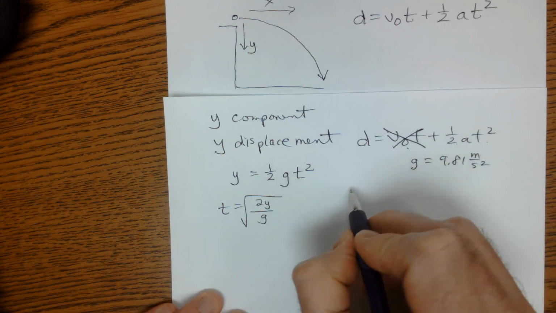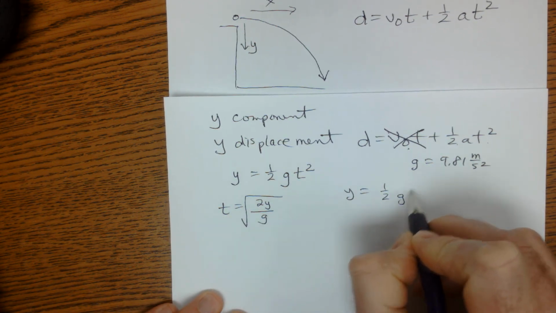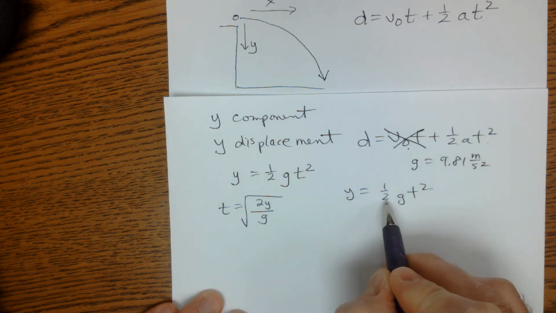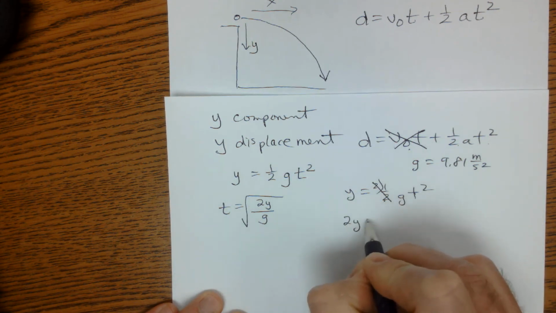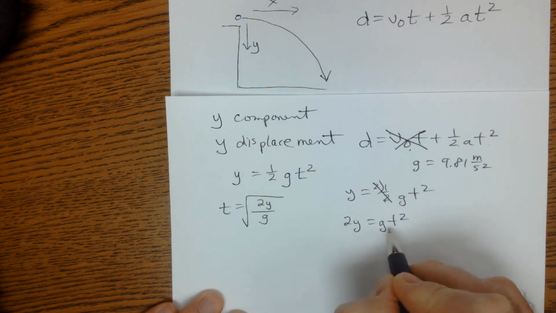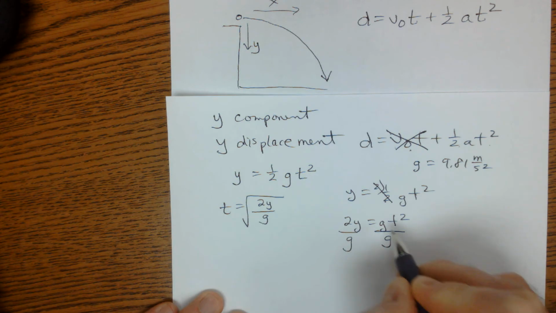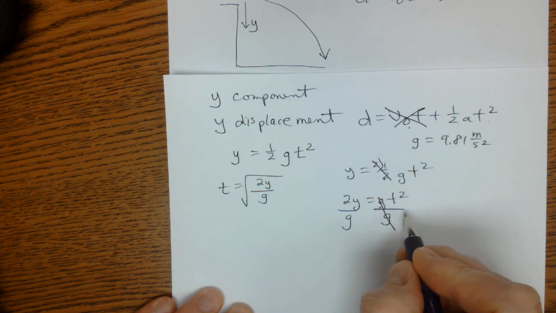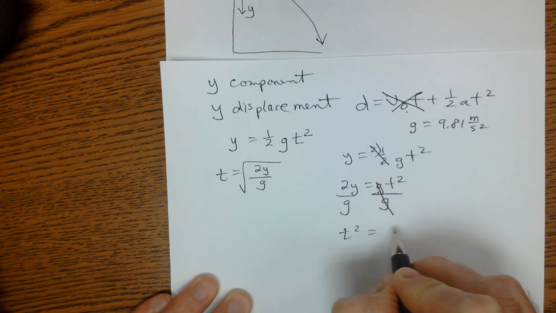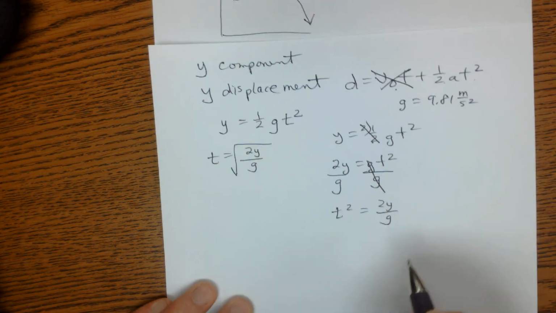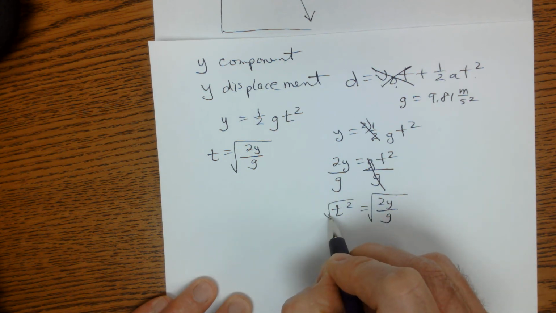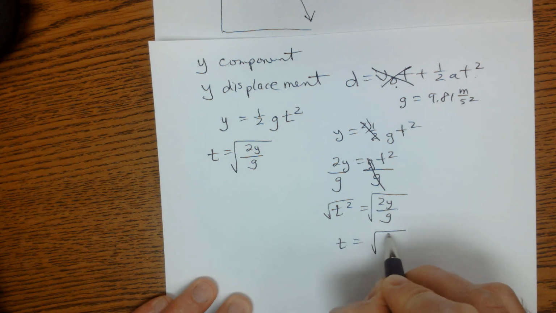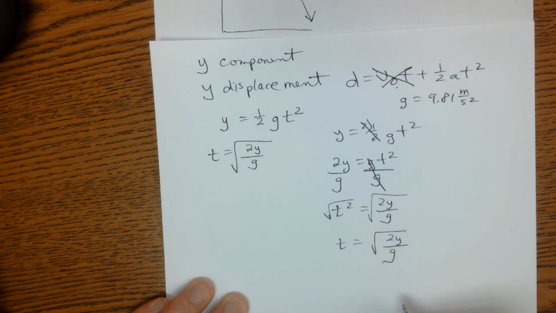I'll just show you that calculation here if you want to follow along for the algebra. I'm going to isolate my t, so I'm going to multiply by 2 on both sides. That's going to get rid of my half there. That's going to give me 2y equals g t squared. I'll divide by g on both sides, and then I'm left with, if you'll allow me to flip this, t squared equals 2y over g. And then to get t instead of t squared, I'll take the square root of this and the square root of that, and I'll get t equals the square root of 2y over g.